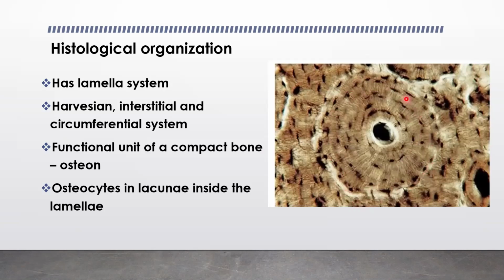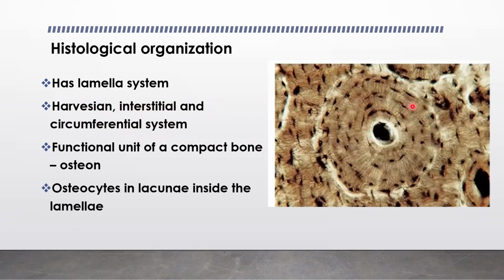For the lamellar system, you can have one, for example, this one is the haversian because it is surrounding the haversian canal. Then you'll have others in between the haversian canals, which we call the interstitial lamellar system. And now you have a large one that will be encircling the various haversian canals. We have inner circumferential and outer circumferential lamellar system. So in simple terms, you have three lamellar systems: haversian, interstitial and circumferential.